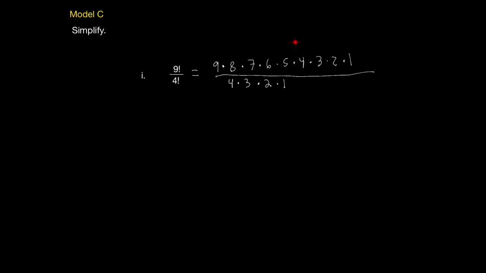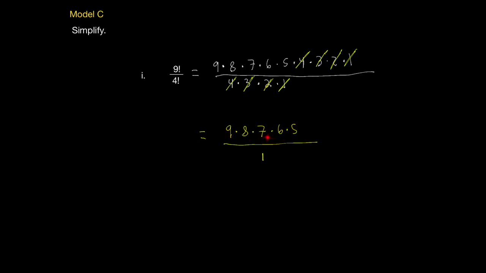Now I'm going to cancel the common terms. Whatever the numerator and the denominator have in common, I'm going to be able to cross out. So here I see that we can cross out the 4s, we can cross out the 3s, we can cross out the 2s, and we can cross out the 1s, leaving us with 9 times 8 times 7 times 6 times 5 for the numerator. In the denominator, everything got canceled out, so there's basically just a 1 there.